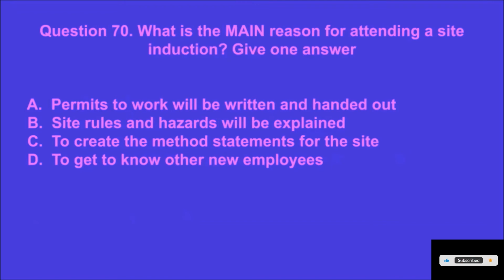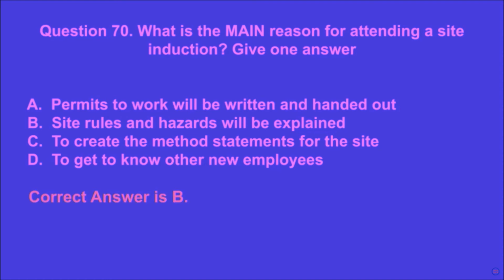Question 70. What is the main reason for attending a site induction? Give one answer. A. Permits to work will be written and handed out. B. Site rules and hazards will be explained. C. To create the method statements for the site. D. To get to know other new employees.